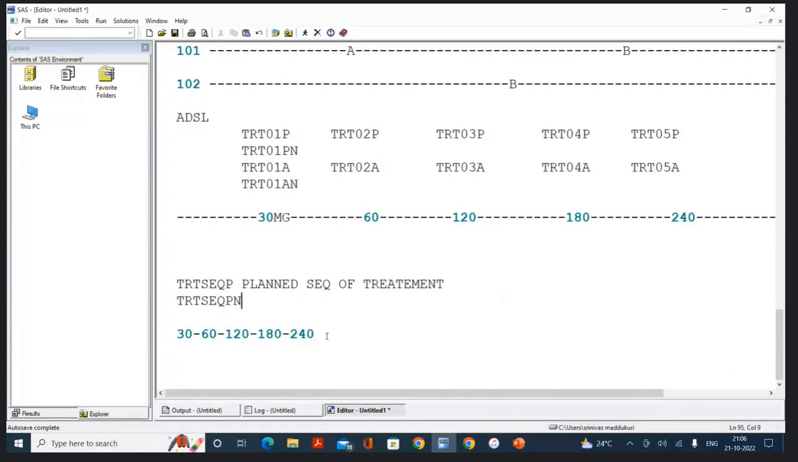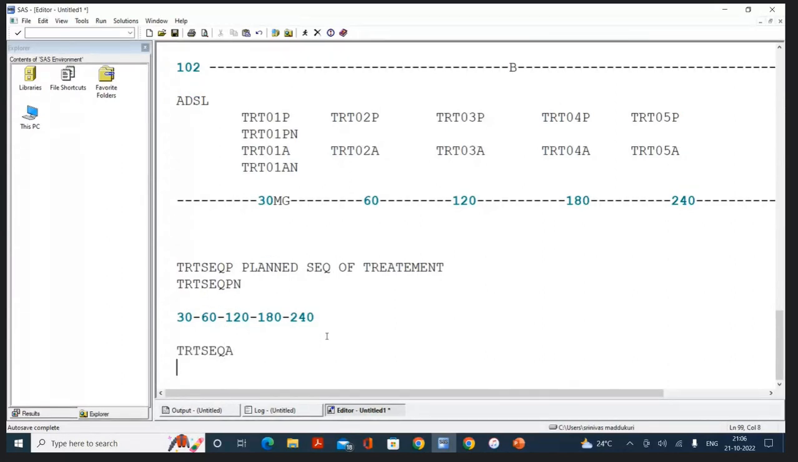Then immediately after that, the next set of variables that we are going to have is TRTSEQA, then TRTSEQAN numerical. So actual sequence of treatment, numerical. Understand this one? Clear everybody?